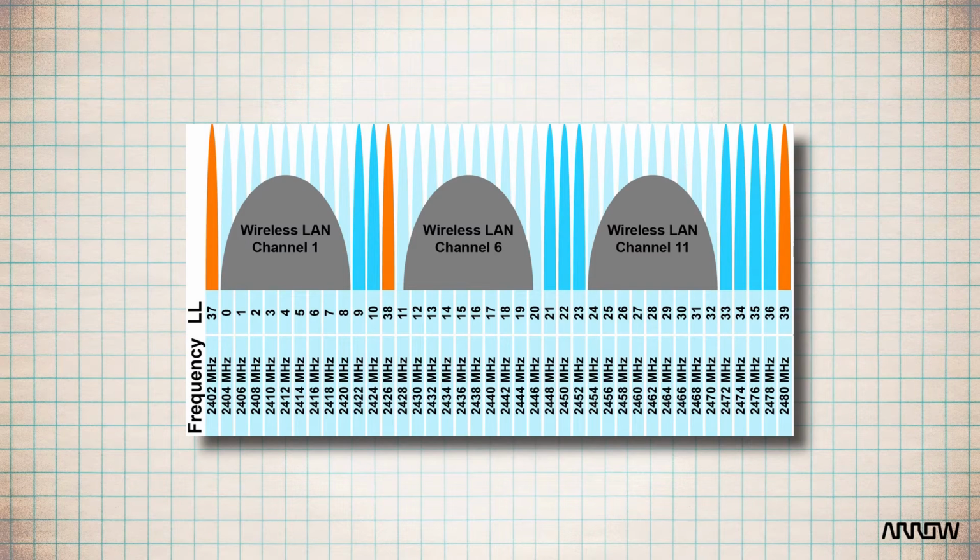Bluetooth Low Energy works with 40 channels. 3 of those are advertising channels and 37 are data channels. Advertising channels are used when a device needs to make itself available to other devices, discoverable or broadcasting, and data channels are used when it's in a connection mode with another device. Each channel is 2 MHz wide, from 2402 MHz to 2480 MHz.